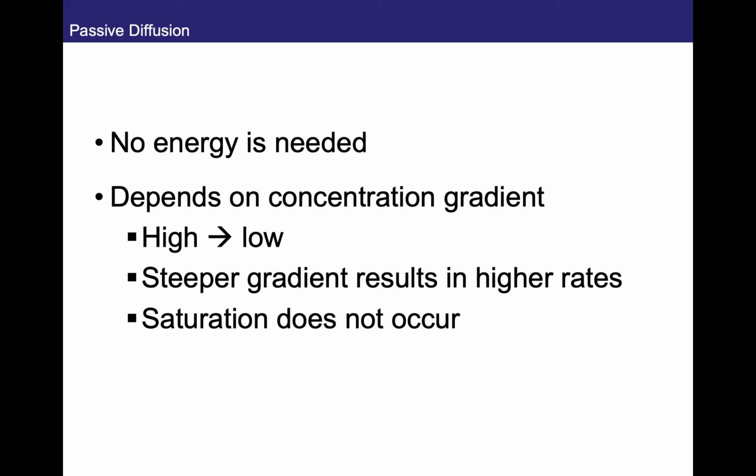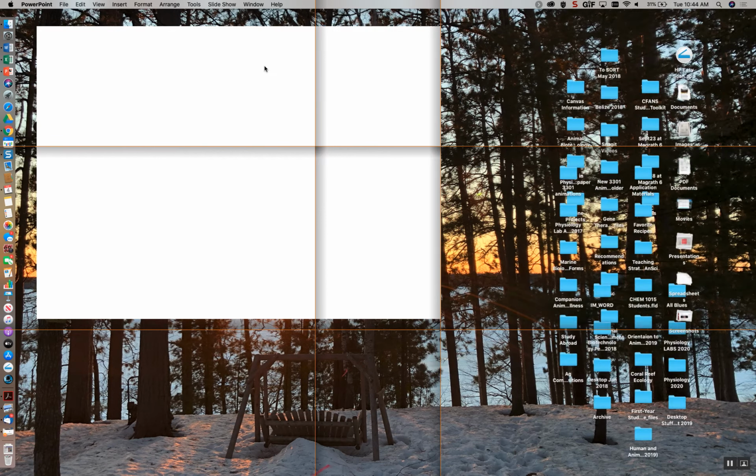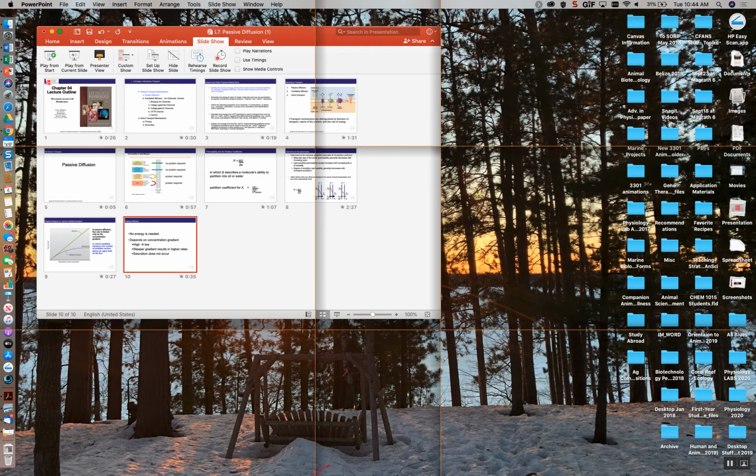All right, so let's just move on to facilitated diffusion. Here we're going to talk about ion channels, one of my favorite topics. Love ion channels. All right, let's see, here we go.